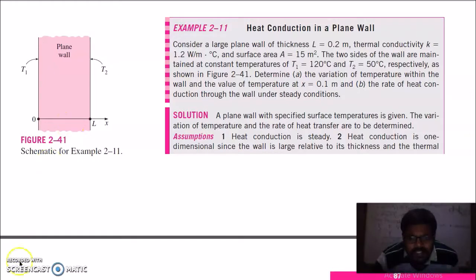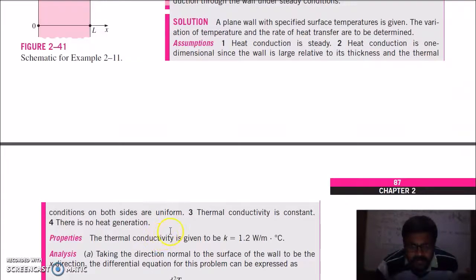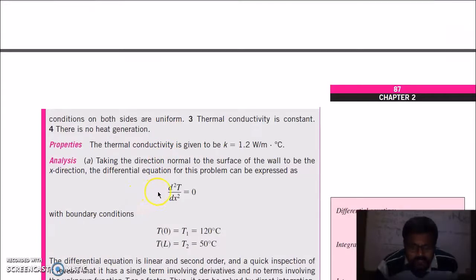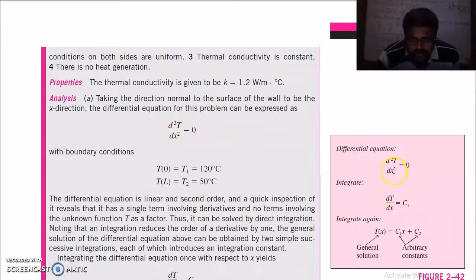under steady conditions. So heat conduction is steady, it is one dimensional, and there is no heat generation. So our differential equation becomes d square T by dx square is equal to 0. When you integrate, you will get this equation, and when you further integrate, you will get this equation: T(x) is equal to C1 x plus C2. T(0) is equal to T1, which is 120 degrees Celsius. T(L) is equal to T2, which is 50 degrees Celsius.